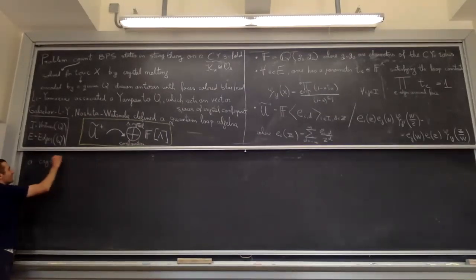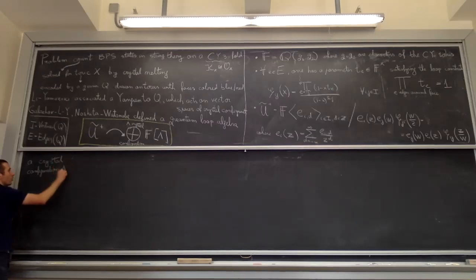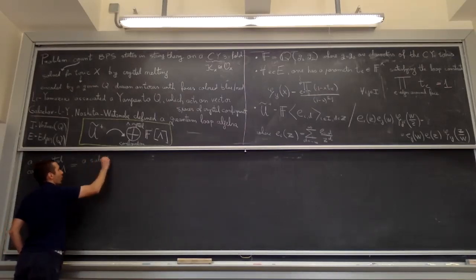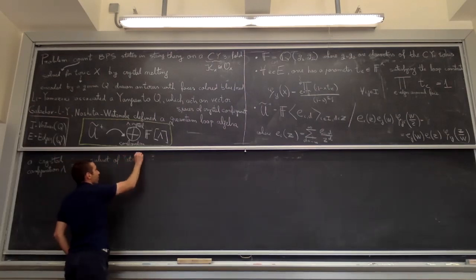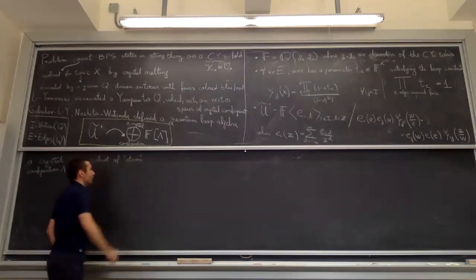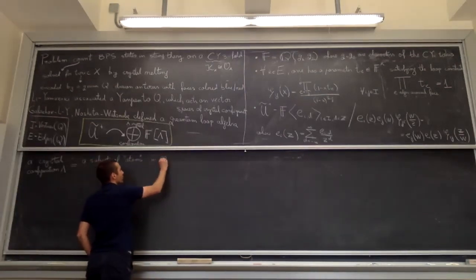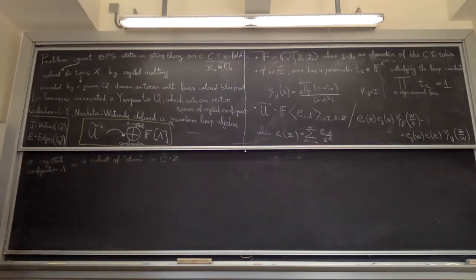A crystal configuration is, and this is not a definition, it's just explaining what kind of thing a crystal configuration is, a certain subset of so-called atoms. People call them atoms; I have no idea if that's the right way of thinking about them, but the people whose papers I've been reading call them atoms. So these atoms are points of Q tilde times Z. I will explain the role of the Z in a bit, but it's a subset of atoms with a bunch of properties.